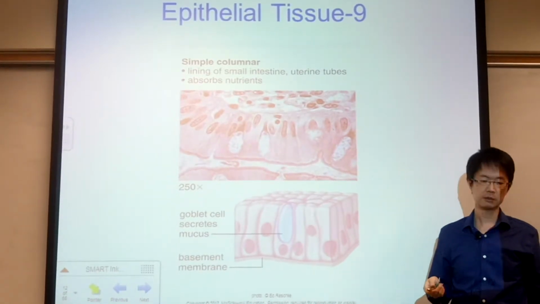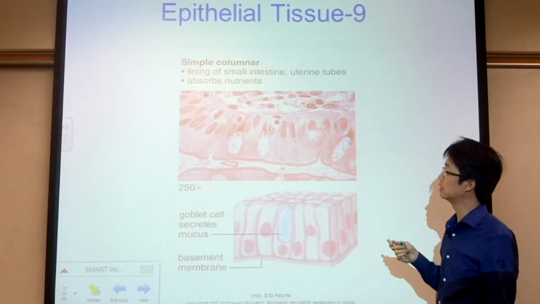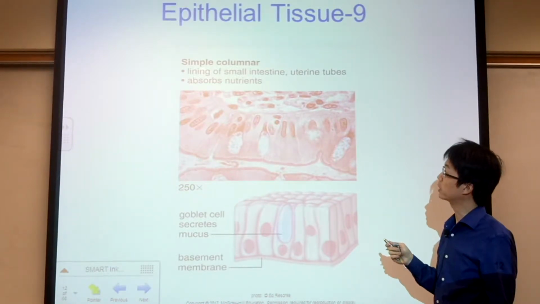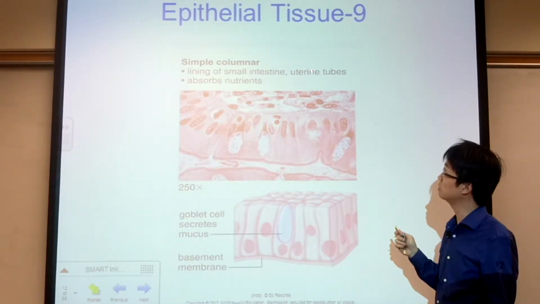And then simple columnar cell. Simple columnar cell, again, they are one layer. They also have goblet cells. Where can you find it? You can find it in the small intestine, uterine tube.